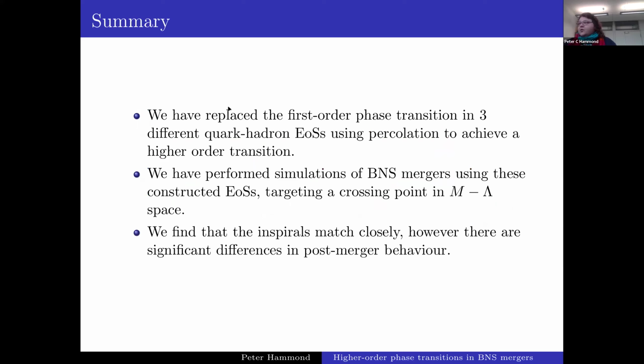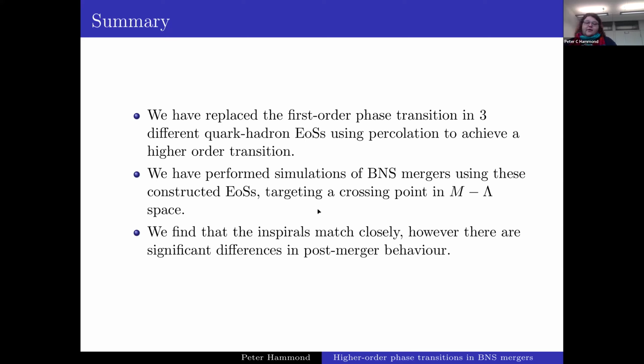So this is all I really had to talk about. What we've done is we've replaced the first order phase transition in 3 different quark-hadron equations of state using this percolation technique so that we can do some higher order phase transitions.